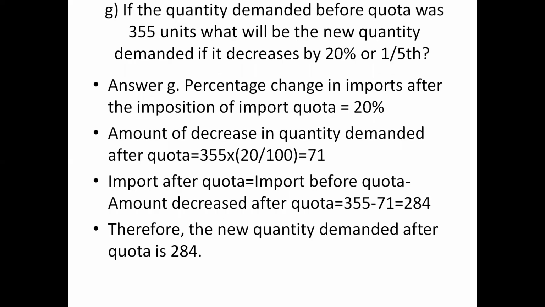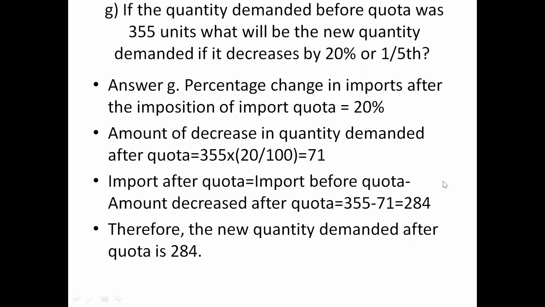This is the last question, and it teaches you how to calculate the quantity demanded or supplied if you have the percentage change given. The question says, if the quantity demanded before quota was 355 units, what will be the new quantity demanded if it decreases by 20%? So you have the quantity demanded before quota, you know how much it decreased after quota, but you do not know the new amount that is being demanded after the quota. So you have to find that out.